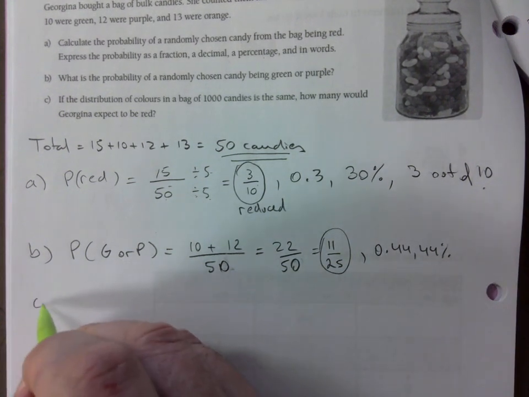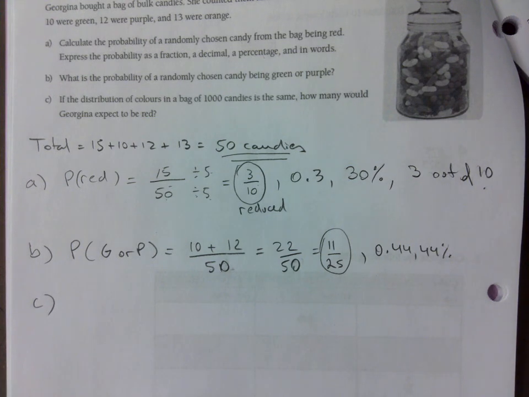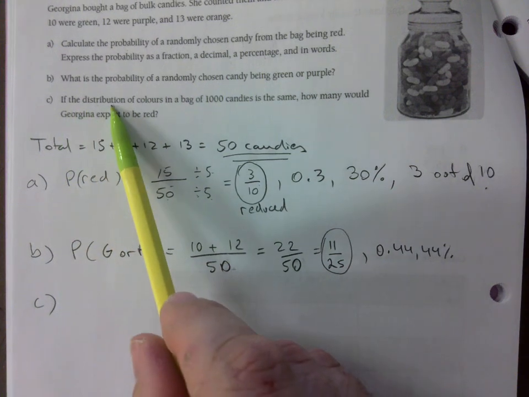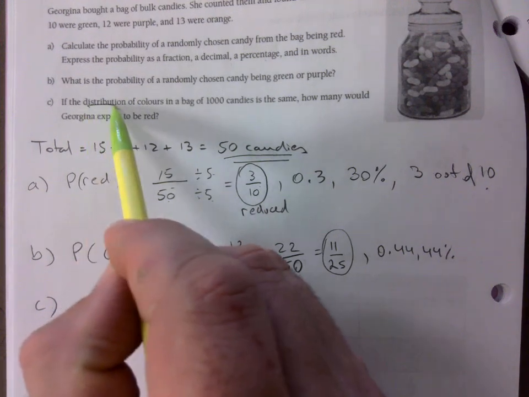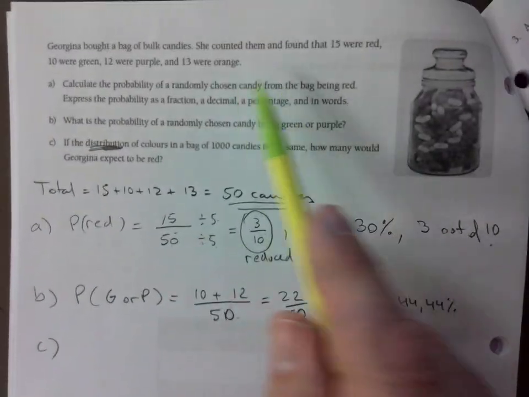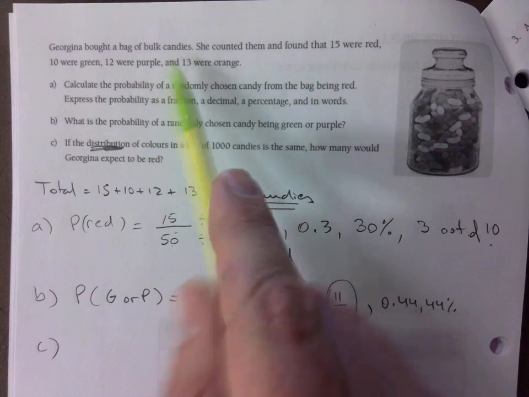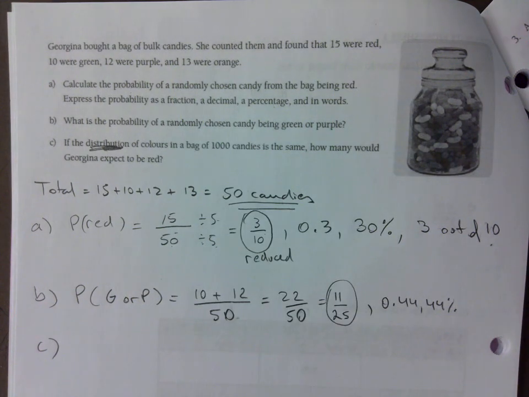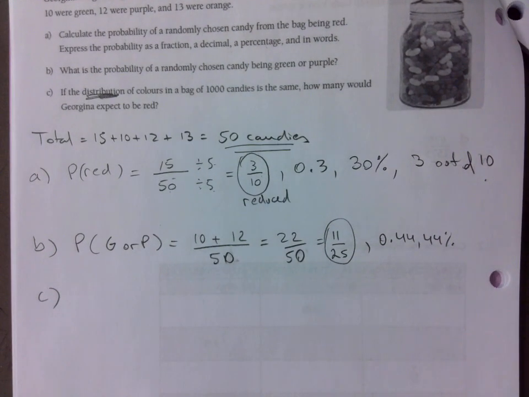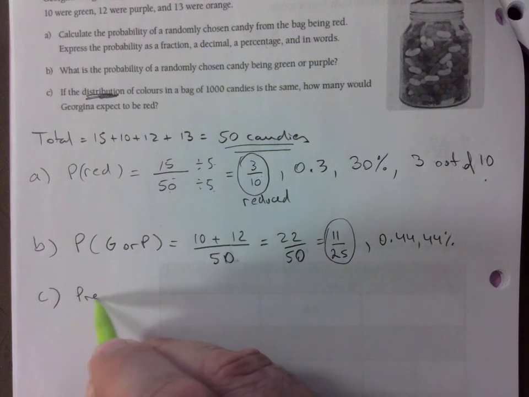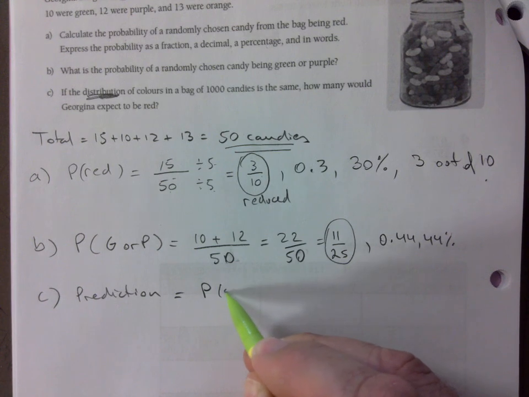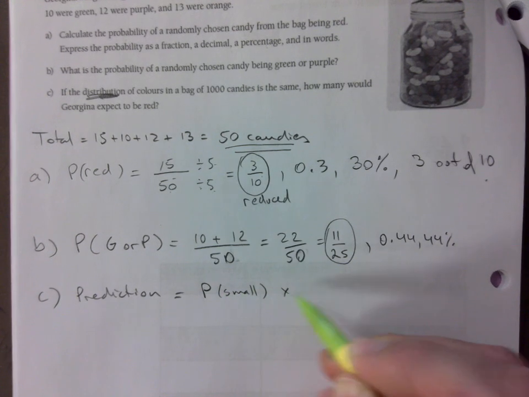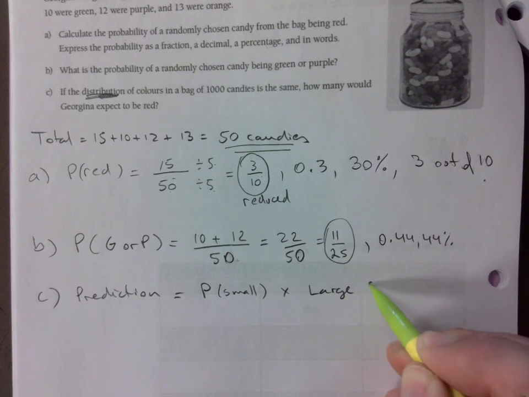Okay. C. C is where I want you to pay attention. This comes up all the time. If the distribution of colors in a bag of 1,000 candies is the same, what is this word here? Distribution. It's basically if the spread is the same, if it stays about the same as up here, if we would see the same pattern, what would it be in 1,000 candies? Okay, so this is a prediction. You take the probability of the small, and I multiply it by the large scale.